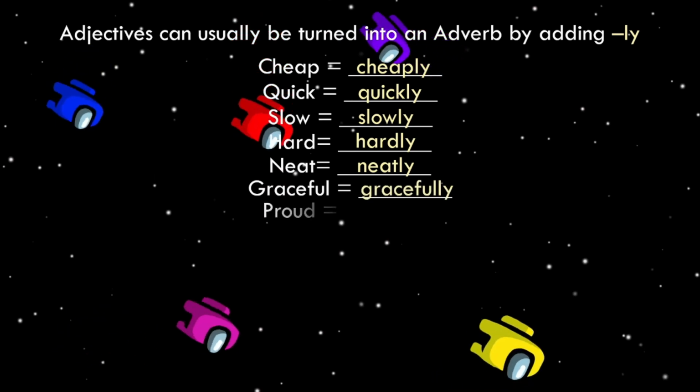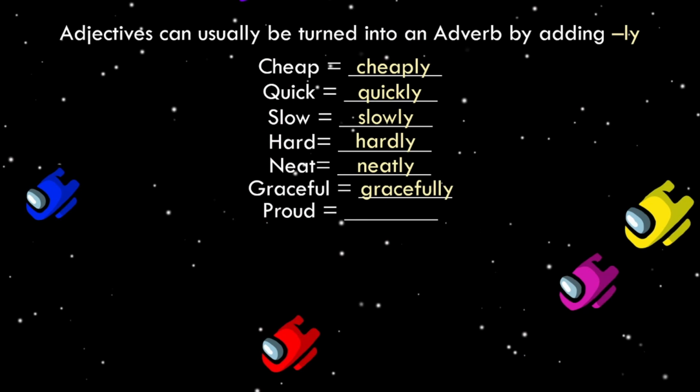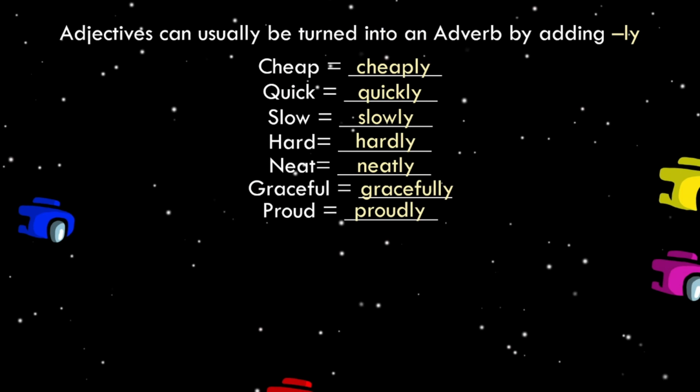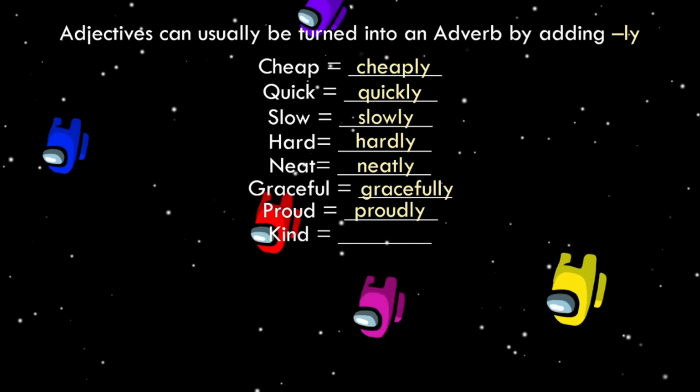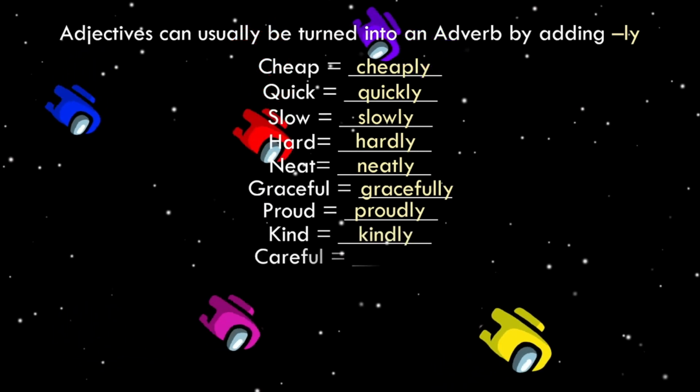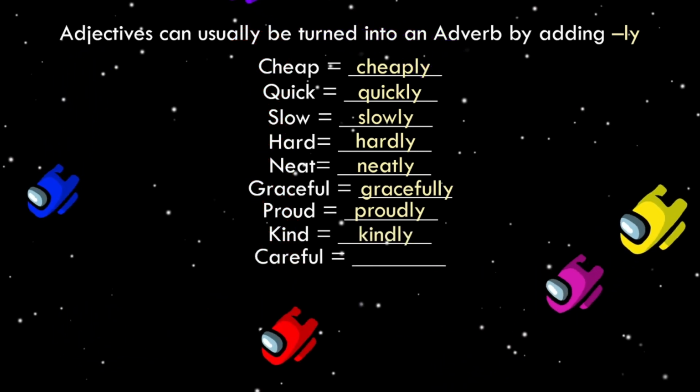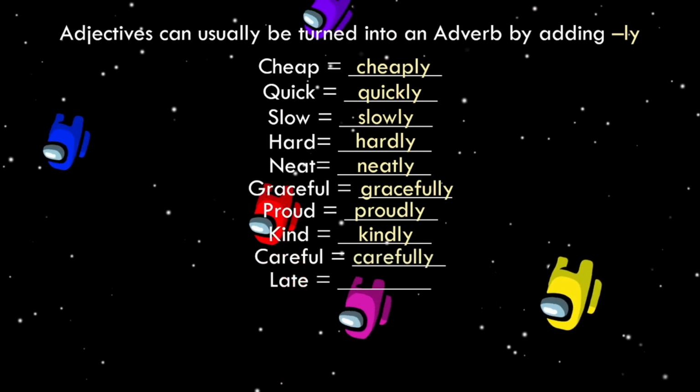Proud. What do you think is the adverb form of proud? Very good. It is proudly. Kind. What do you think is the adverb form of kind? Excellent. It is kindly. Careful. What do you think is the adverb form of careful? You're correct. It is carefully. Late. What do you think is the adverb form of late? Good job! It is lately.